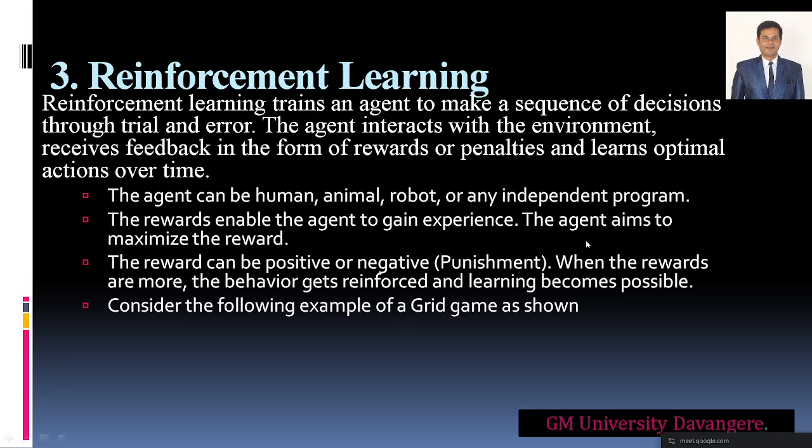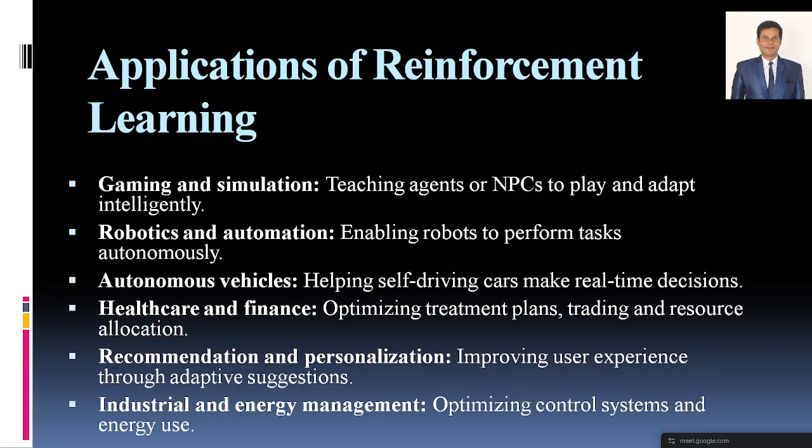So that is, the reward can be positive or negative punishment. When the rewards are more, the behavior gets reinforced and learning becomes possible. So ಆ ಥರ ಏನಾಗುತ್ತೆ, ಪ್ರತಿ ಸಲ it will try to understand where the obstacle has been there. Okay, that is called reinforced learning, right? So reinforced learning is usually used in gaming also. Robots ಅಲ್ಲಿ ಯೂಸ್ ಮಾಡ್ತಾ ನೋಡಿ, it is in robotics also. Enable the robots to perform the task autonomously.